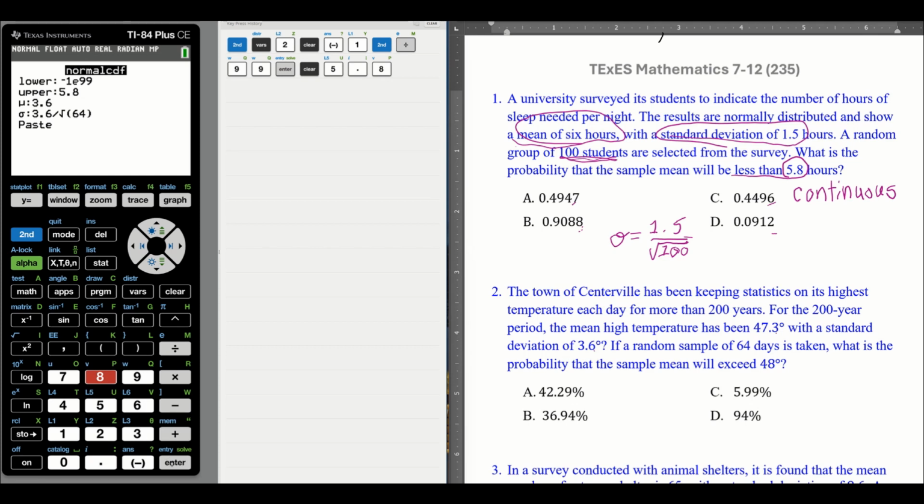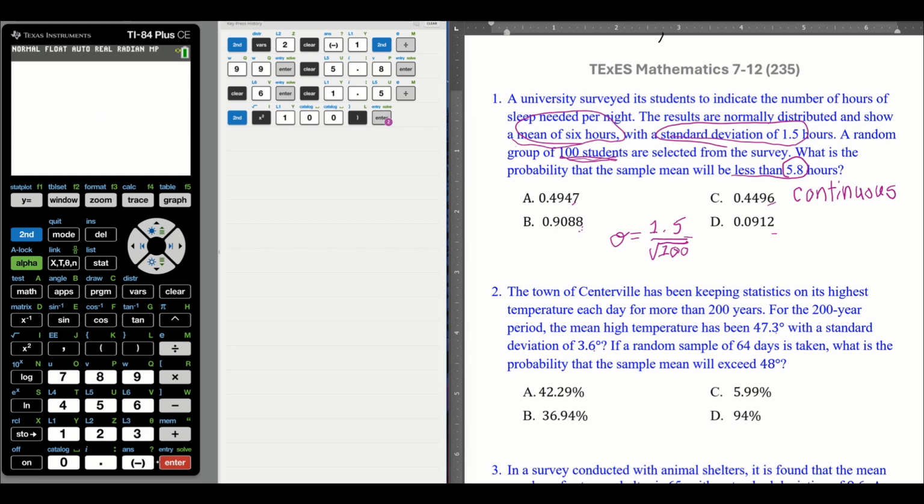Okay, 5.8, double check that. Now, this is not our mean. Okay, our mean is actually just 6, and enter. And this is obviously not our standard deviation. We need to adjust: 1.5 divided by the square root of 100, enter, enter, enter again. And there we go. That would be option D.